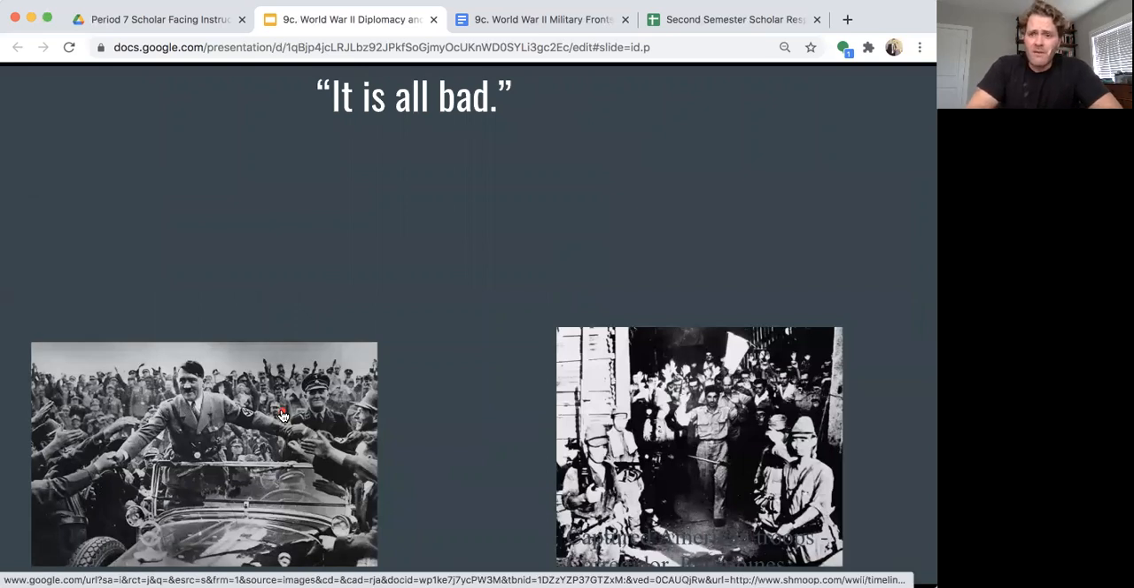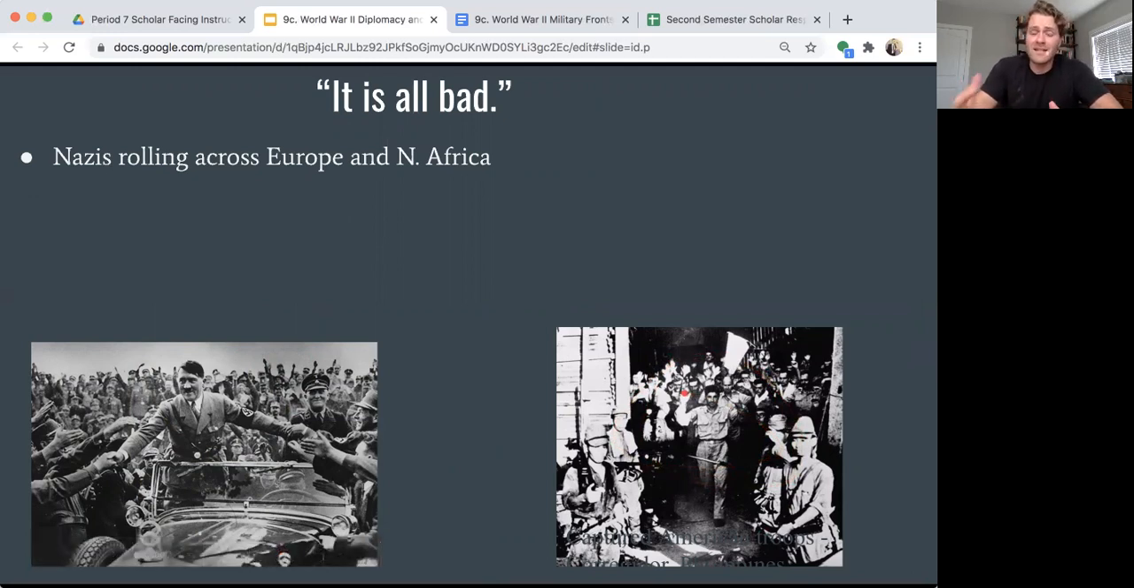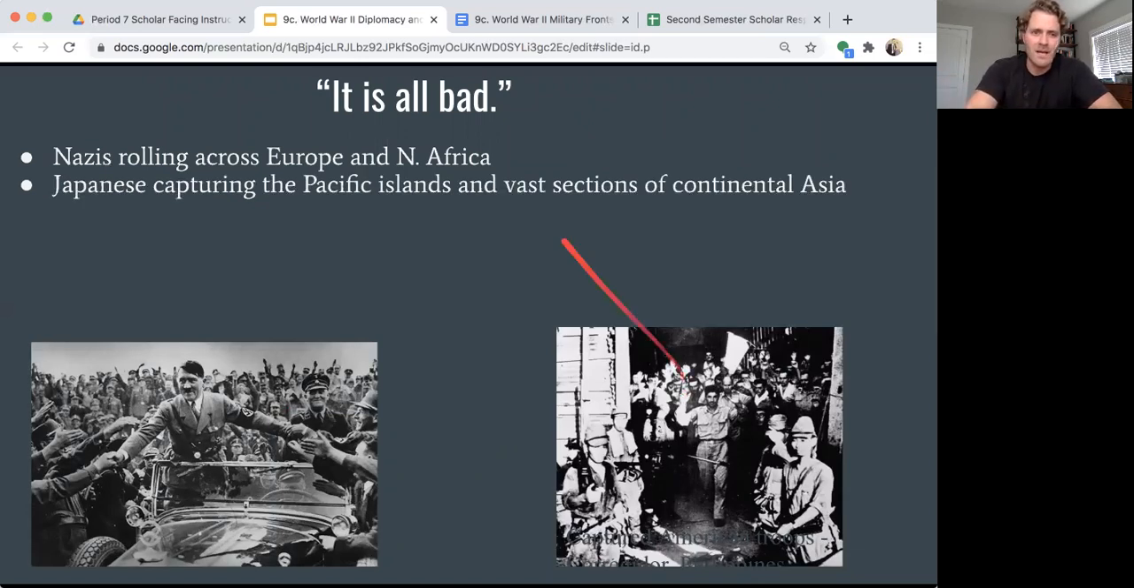But when the U.S. gets involved in 1942, 1943, it is all bad. It's not good. It's not good at all. We have Hitler and his adoring followers here on the left. We have the American troops in the Philippines here on the right. But the Nazis have rolled across basically the entirety of Europe, right? France falls. France always falls. Poland has fallen. The Spanish and the Italians are allied with the Germans. It's just a hot mess. And even North Africa has also fallen under Nazi control.